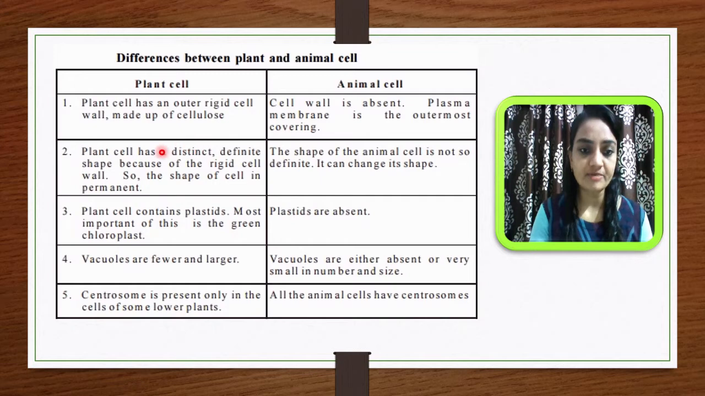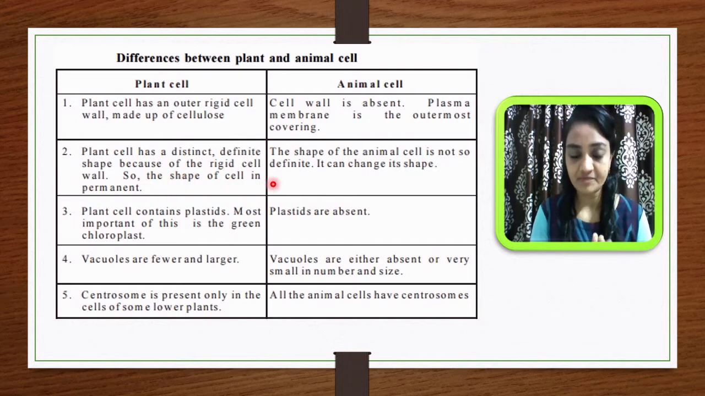Second point, the plant cell has a distinct, definite shape because of the presence of a cell wall. So the shape of the cell is permanent. Whereas in the animal cell, due to the absence of a cell wall, the shape is not definite, and it can change its shape. The cell shape is not a fixed shape.